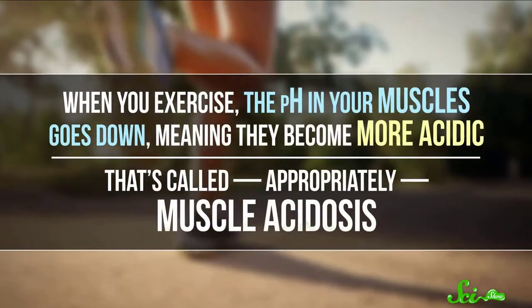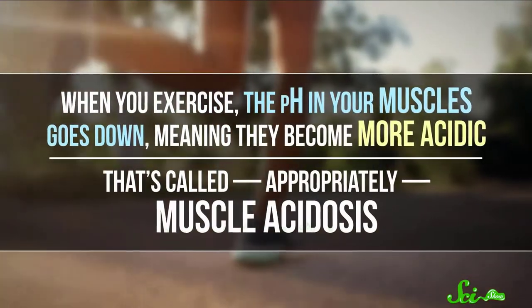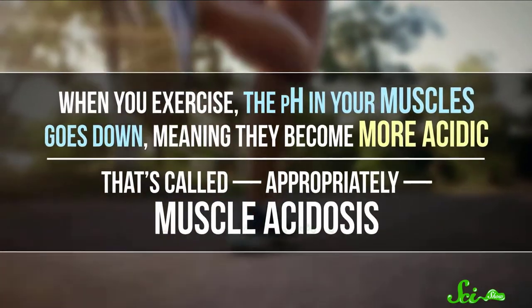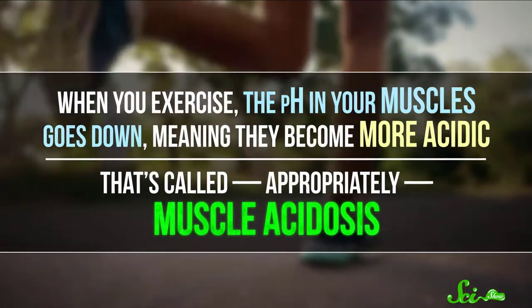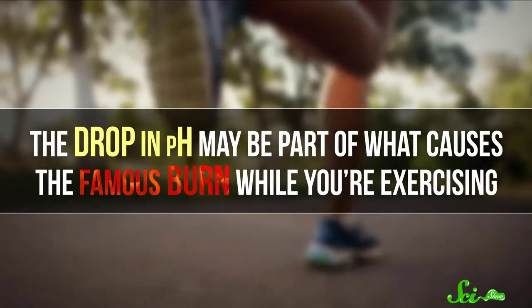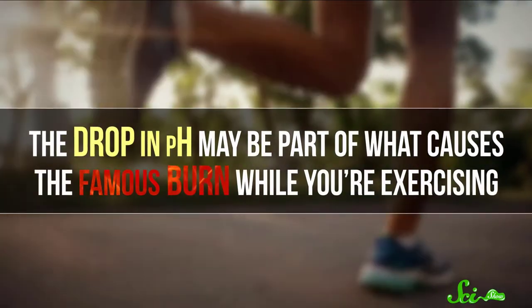Then it starts to make more, using a bunch of different chemical reactions. And during a hard workout, your muscles start to rely more heavily on reactions that also produce more lactate. When you exercise, the pH in your muscles goes down, meaning they become more acidic. That's called, appropriately, muscle acidosis. The drop in pH may be part of what causes the famous burn while you're exercising.